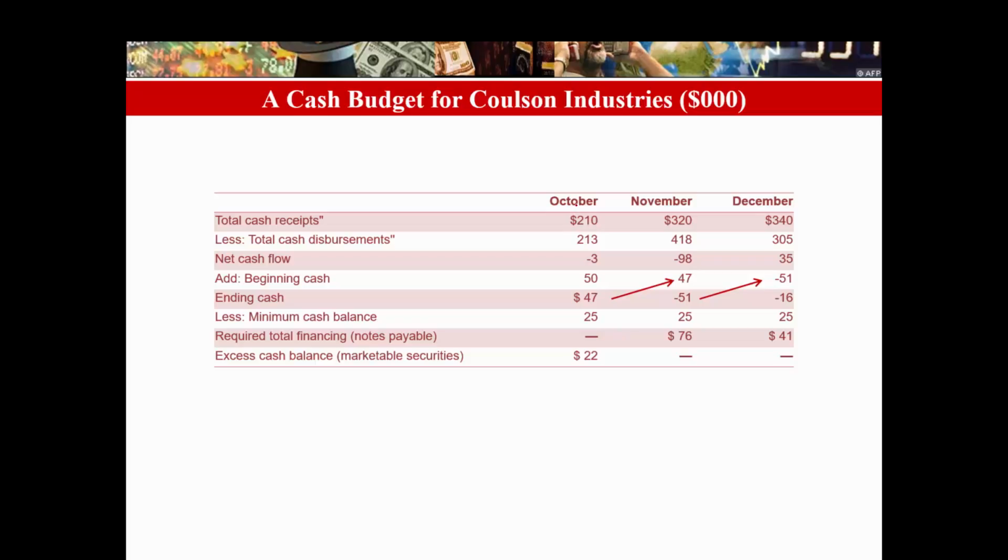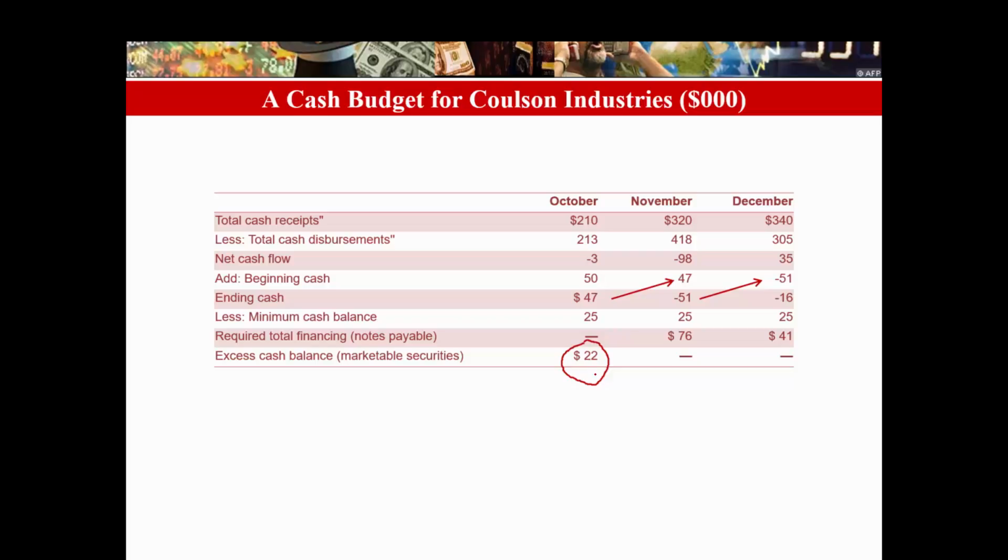So if we look at October, November, and December, total receipts we calculate as $210,000. Total disbursements for October, $213,000, which leaves a net minus $3,000 of net cash flows. Beginning cash was $50,000. This means that ending cash is $47,000. We have a minimum cash requirement of $25,000. This leaves an extra $22,000. So we do have excess funds for October.